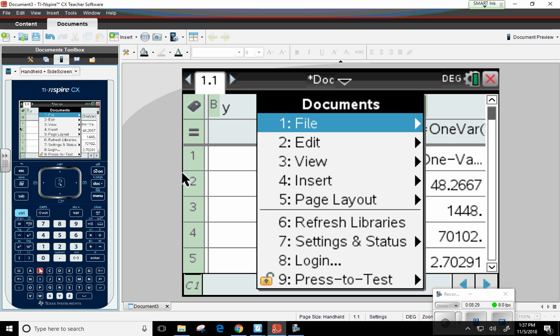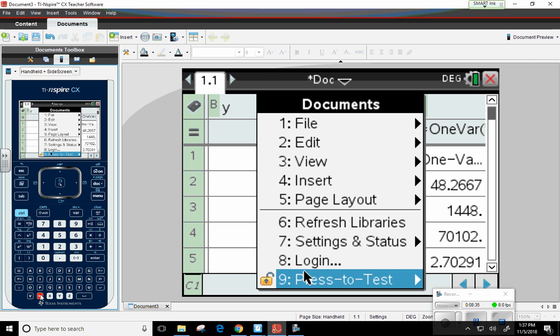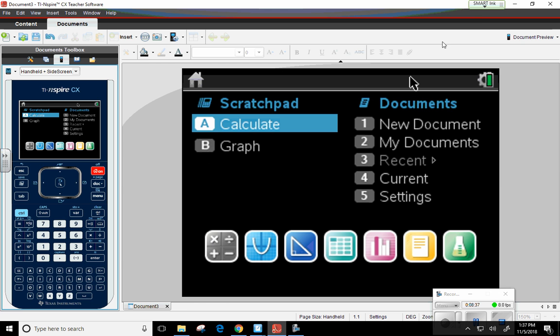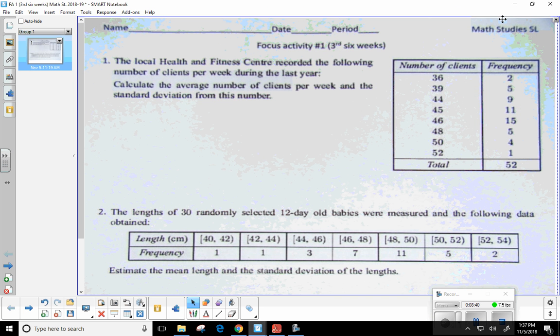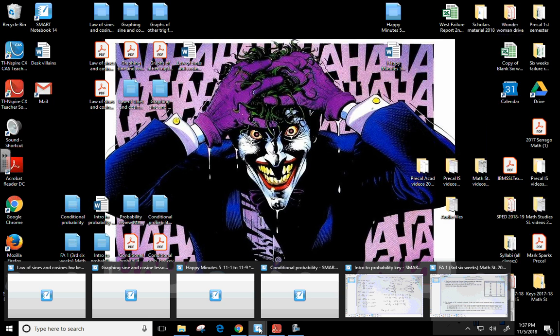Well, let me get out of here. Document B. Or no, I think I'm in the wrong one. Okay, so escape, Control W. Or I'll deal with this later. There we go. That'll work out too. All right, so there's your focus activity, the first one. So we'll put that to the side.